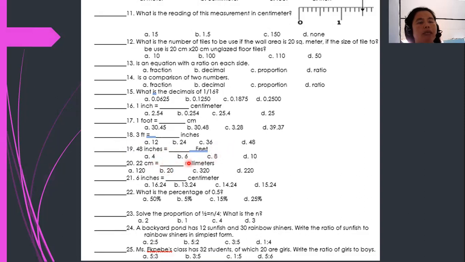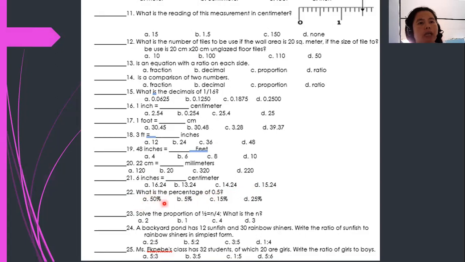A, 4. B, 6. C, 8. D, 10. 20. 22 cm is equivalent to how many millimeters? A, 120. B, 20. C, 320. D, 220. 21. 6 inches is equivalent to how many centimeters? A, 16.24. B, 13.24. C, 14.24. D, 15.24. 22. What is the percentage of 0.5?